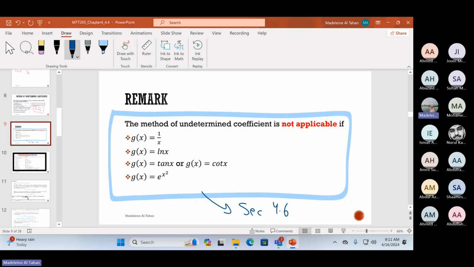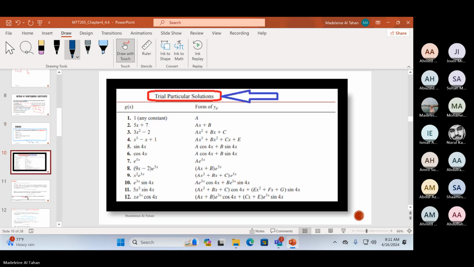Okay, till now we know when we can use undetermined coefficients. But we don't know what we mean by undetermined coefficients. We will be dealing with something known as a trial particular solution. g of x is given. We do not create g of x. It's already given. For example, if I'm telling you y double prime plus y equal 2, what's g of x? After the equal, what do we have?